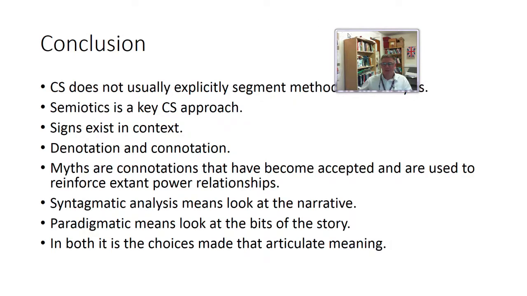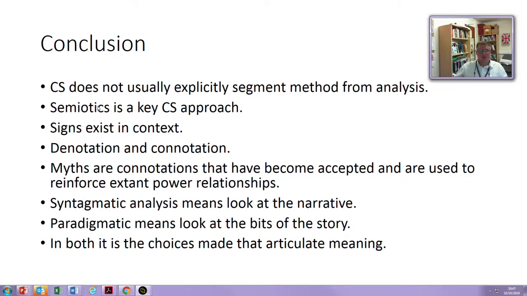So to conclude, cultural studies doesn't usually explicitly segment method from analysis, if you remember from the start. Semiotics is a key cultural studies research approach. Signs exist in context. We talked about the idea of denotation, which is the direct, literal meaning, and the more associated meaning of connotation. We talked about the ideas of myths, and myths are connotations that have become so accepted and so used that they reinforce existing power relationships.